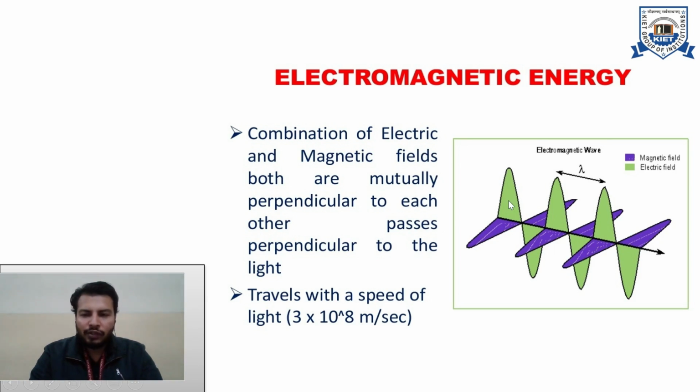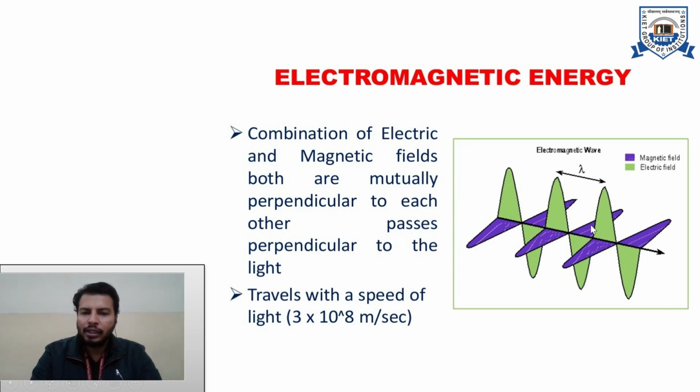We can see in this figure a representation of an electromagnetic wave, showing electric fields in one plane and magnetic fields in another plane. Both of these fields are in orthogonal directions, that is, perpendicular to each other. So electromagnetic energy is a combination of electric and magnetic fields which are mutually perpendicular to each other. It travels with the speed of light, that is 3 into 10 to power 8 meters per second.